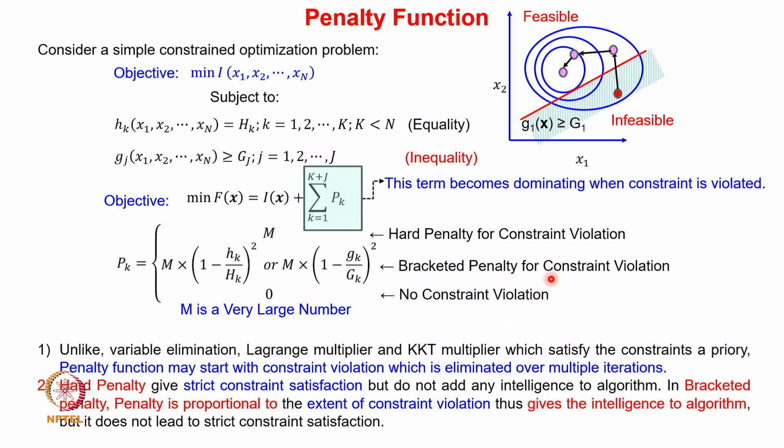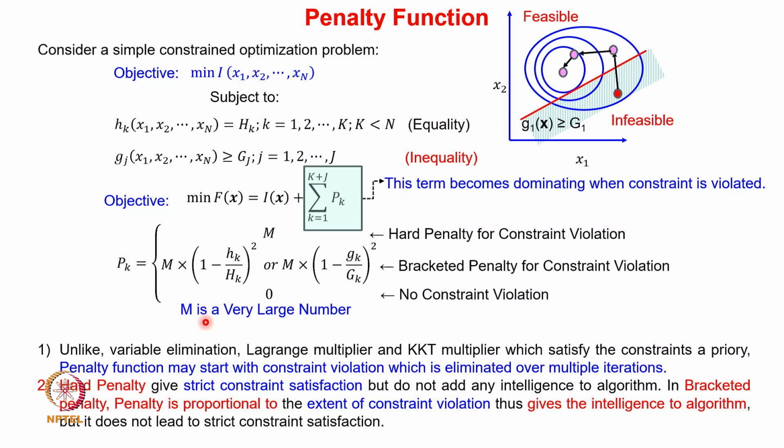And there is something called a bracketed penalty. So what does the bracketed penalty do? It calculates the weight, how much is the amount of constraint violation. So the extent of constraint violation is calculated by using this particular equation. You can see that hk should be equal to capital HK. Let's say if it is not equal to capital HK, 1 minus small hk divided by capital HK gives you the fraction of the constraint violation you are having. The square of that is multiplied to the large number. So you can see that the extent of constraint violation is included when we are looking at the bracketed penalty. And whenever there is no constraint violation, the value of pk is just equal to 0.